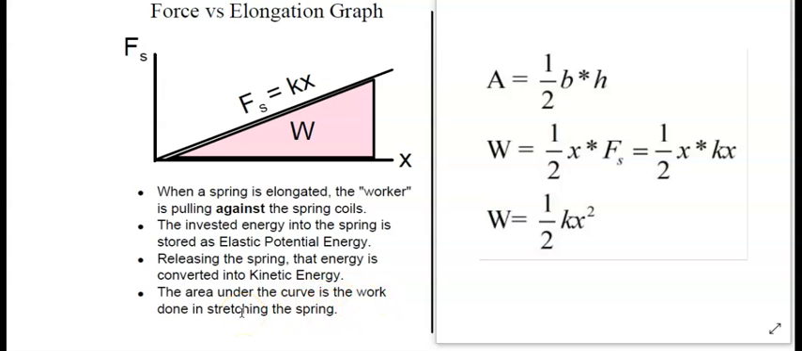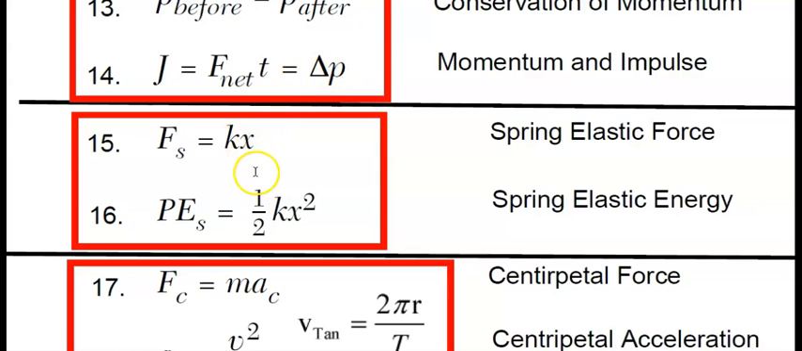spring. You can now clearly see that the only two equations on the reference table for springs are equations 15 and 16, the elastic spring force and the elastic spring energy. Both involve K and X, which is the elongation.